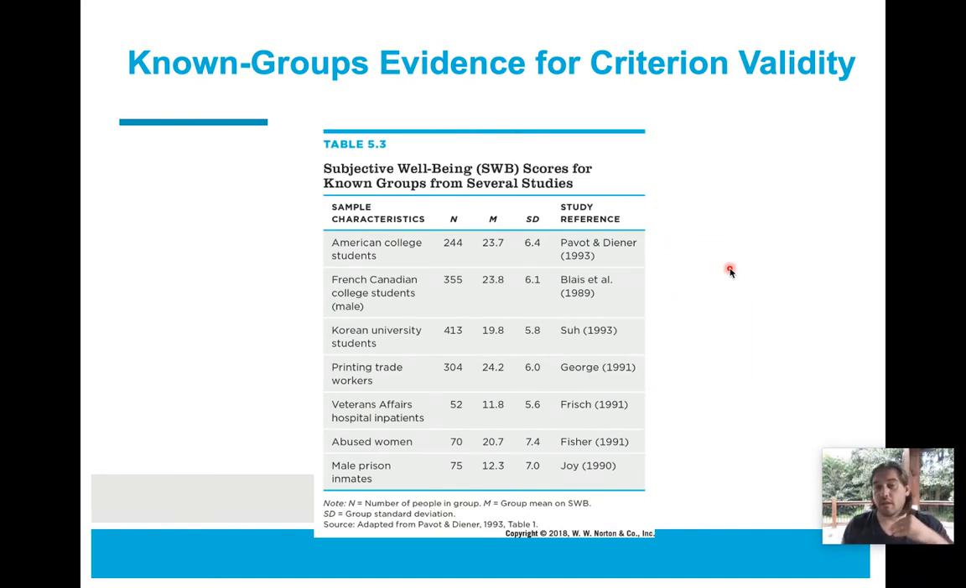We can see another example of this. Let's return to our measurement of subjective well-being.